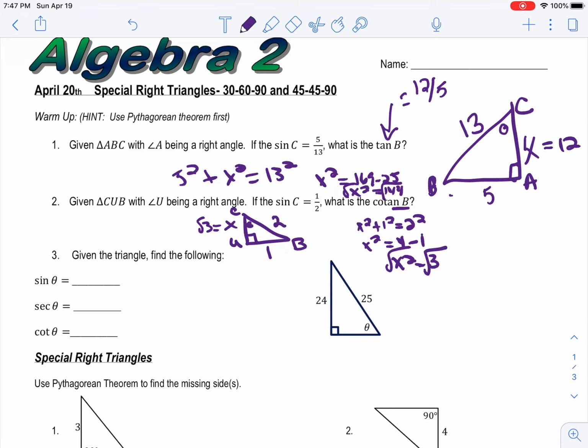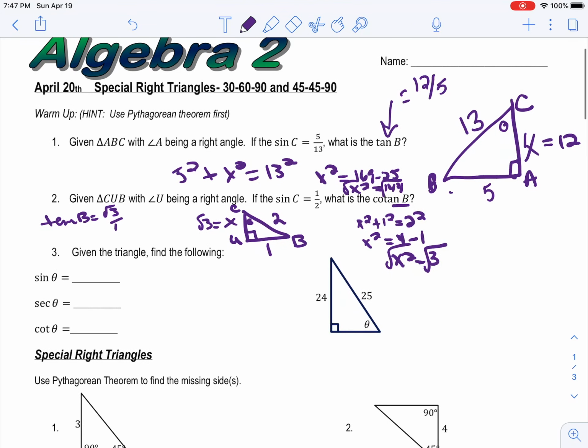So now cotangent of B. So cotangent, you would have to do adjacent over opposite. Normally, if we did tangent of B, we would have square root of 3 over 1. But we need to do our adjacent over opposite this time. So cotangent of B would be 1 over the square root of 3. And you can leave it like that for now. Okay? We'll do some simplifying in a minute.